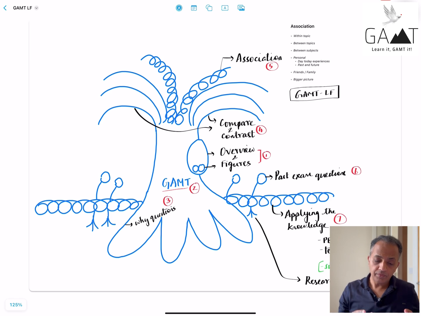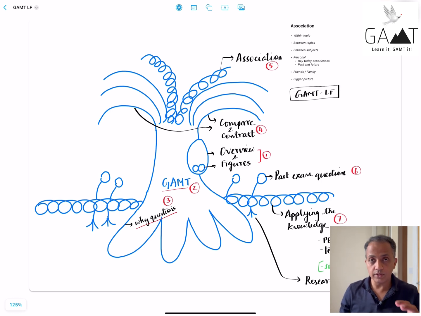From here on, the learning happens in zones. So there's no particular order that you need to go. You can go from one zone to the other zone. There isn't any limitation to that. The next zone we're going to look into is the why question zone.